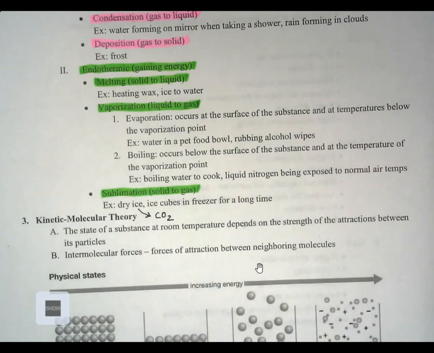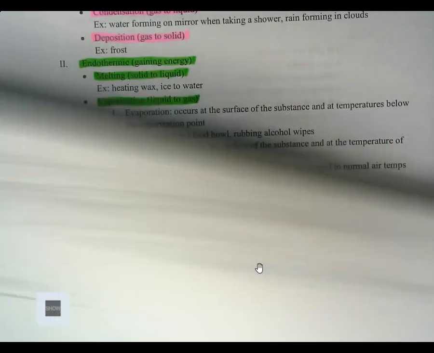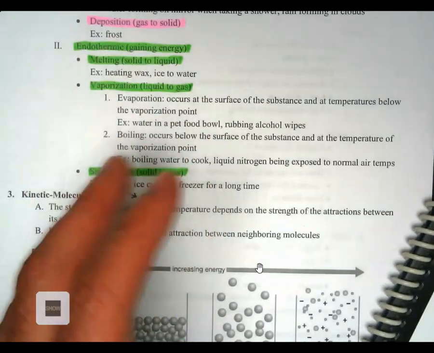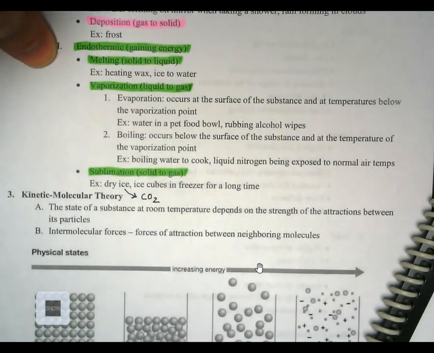Okay. All right, good. So melting and vaporization, you guys should be pretty decent with. Vaporization we can break into two things though. Vaporization is the change from a liquid to a gas, generically. There's sort of two categories. There's evaporation and boiling. Okay.